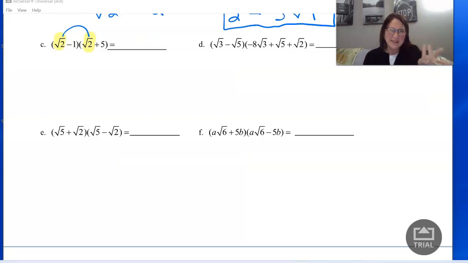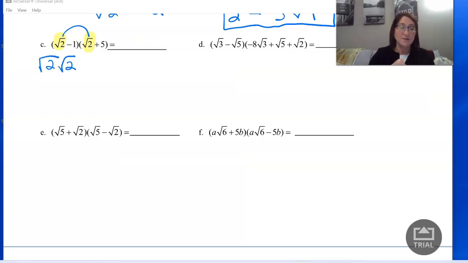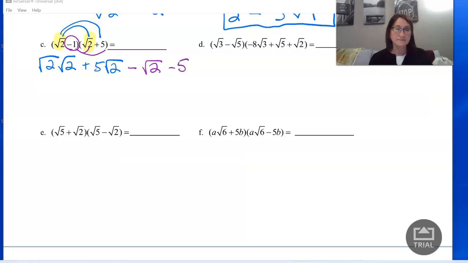When it's a square root, the square root of 2 times the square root of 2 is going to give me 2. Actually, let me write these here and then simplify them underneath. Then I've got the square root of 2 times 5, so plus 5 square roots of 2. Now I'm going to go underneath. So I've got negative 1 times the square root of 2, so minus the square root of 2. Negative 1 times 5 would be minus 5.